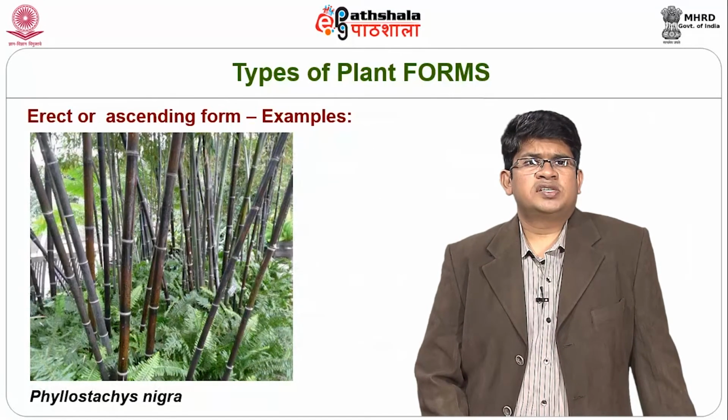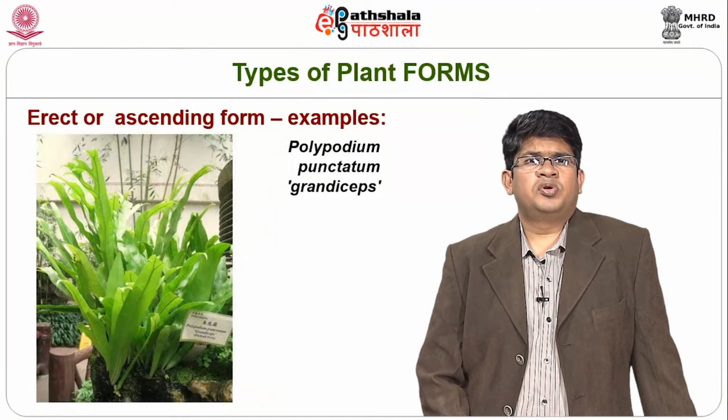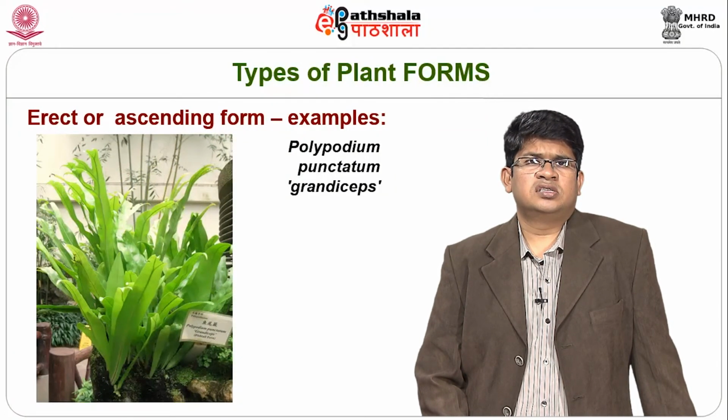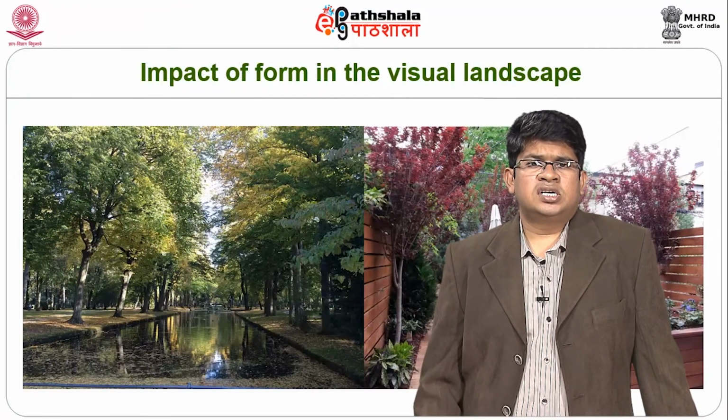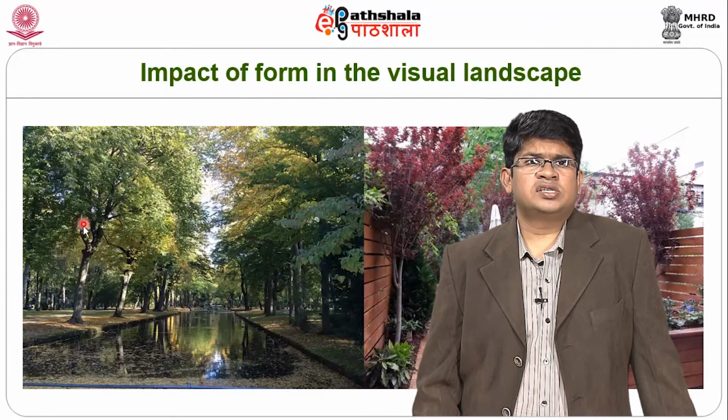Some of the examples of ascending form are the bamboo Phyllostachys nigra, and also Polypodium. You can see the vertical lines, the ascending forms that you can see in this particular plant species. And here you can see some important impact of form in the visual landscape, like how form is being created, and how the dome shapes are being arranged. As we saw in the earlier slide, there is a lot of circulation space that is being created because of the erect form which is being used.